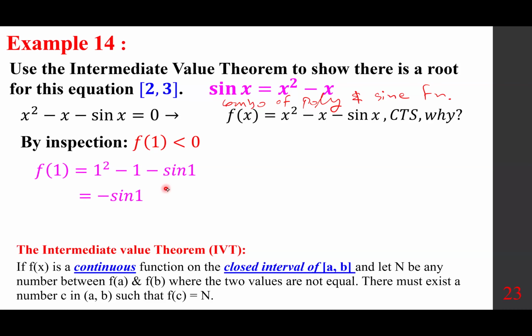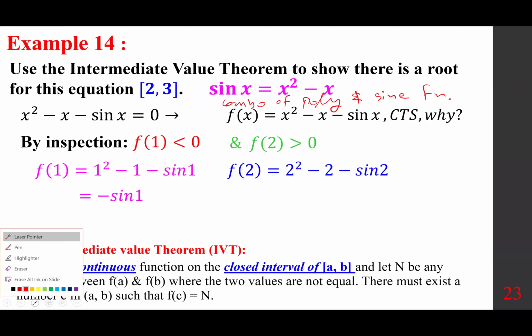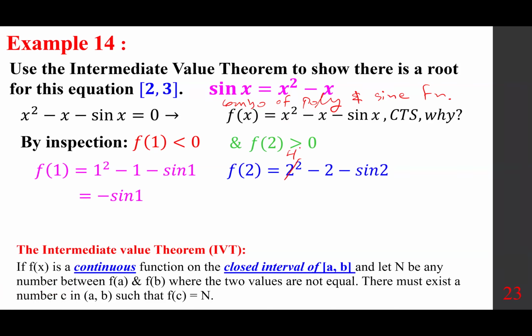And if we plug in 2, that makes it positive. The reason why we plug in 2 squared minus 2 minus sine 2. As you know, this is 4, minus 2 makes it 2 minus sine 2. As you know, sine can have a maximum value of positive or negative 1. So if maximum is 1, 2 minus 1 is positive.